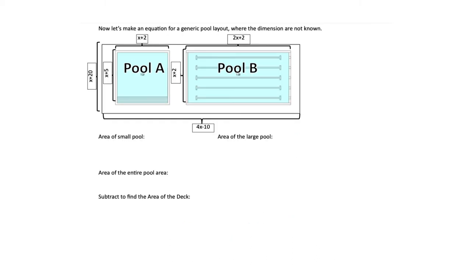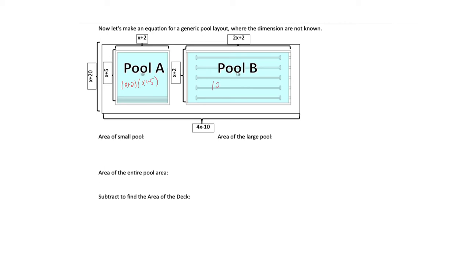All right, now this third part is where we actually use example 1 and 2, where we use variables in our areas, and we also need to combine areas and subtract them to find missing parts. It's essentially the same as example 2, except we have variables in them. So the area of pool A is length times width, so x plus 2 times x plus 5 gives us the area here.